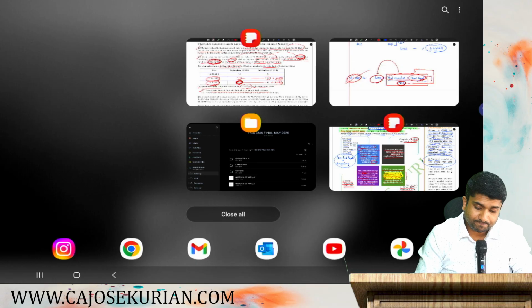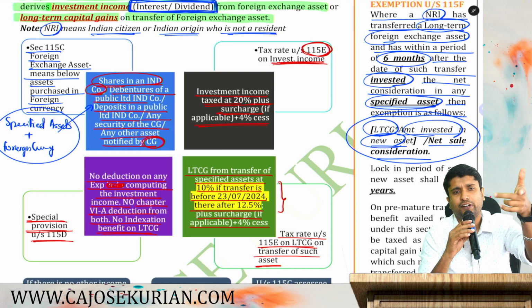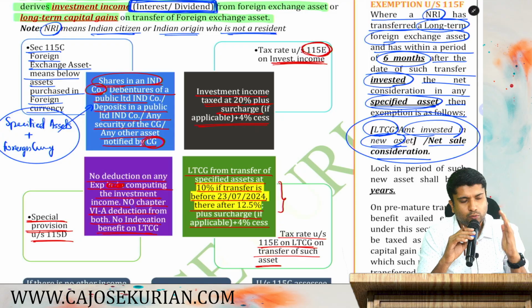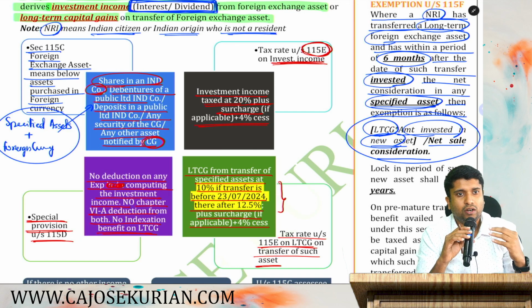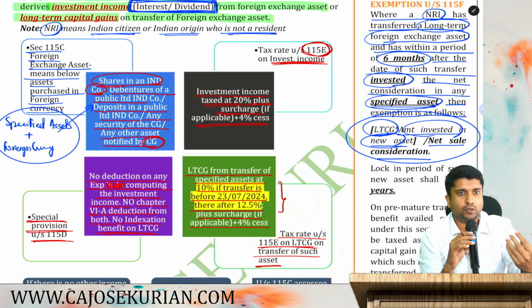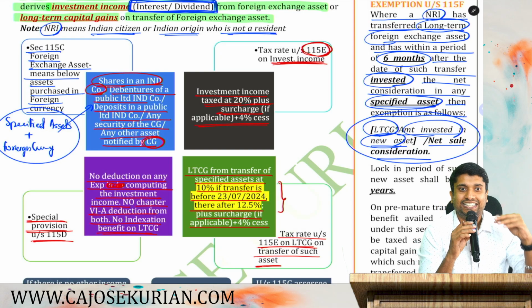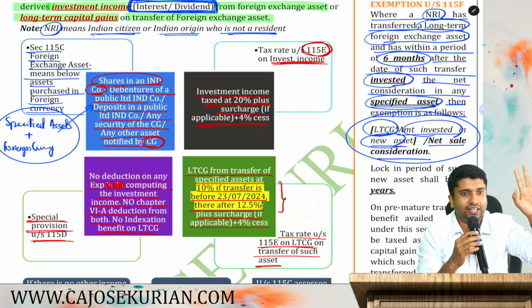So moving on to the point, long-term capital gain into amount invested in the new asset divided by net sale consideration. Now friends, another condition is there. What the department is saying is, you are not withdrawing the profit, rather you are reinvesting. You are reinvesting in the same asset. We don't want to tax those reinvestments. That is what 115F is all about.